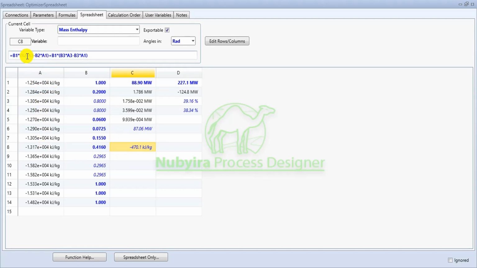So the difference between the enthalpy going out and the enthalpy going in from the energy balance will give you the power produced. You understand? Just like doing a power energy balance in the high pressure turbine.